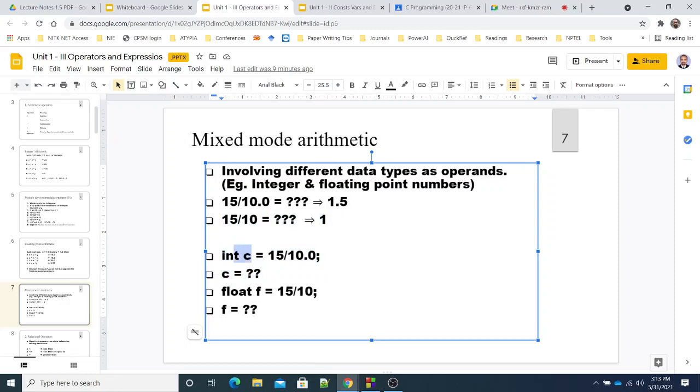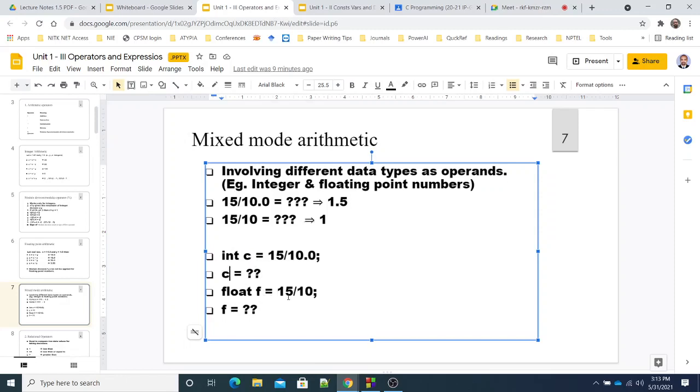Here the LHS is an integer variable. So RHS is completely evaluated. RHS is 1.5. But when we are assigning to the left hand side, the variable is of integer type. It can store only an integer. 1.5 is not an integer, so 0.5 is thrown out. So C is going to get the value 1.